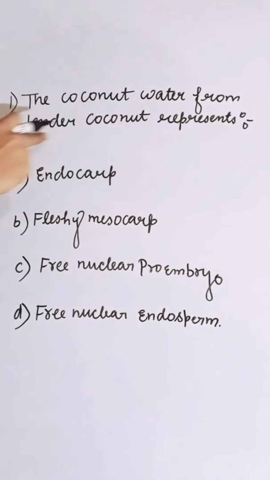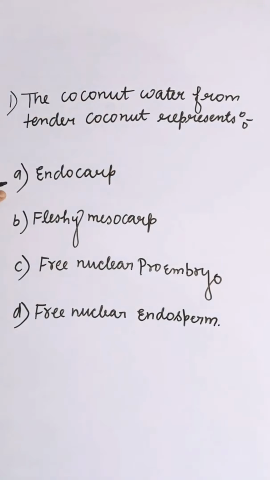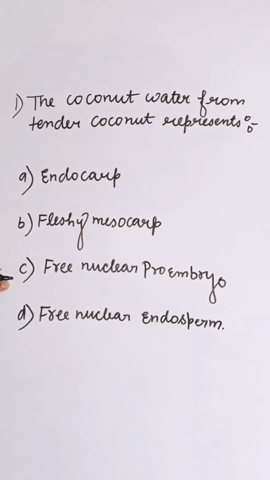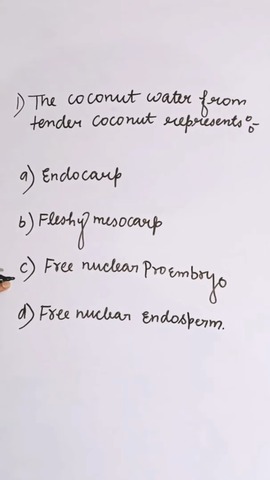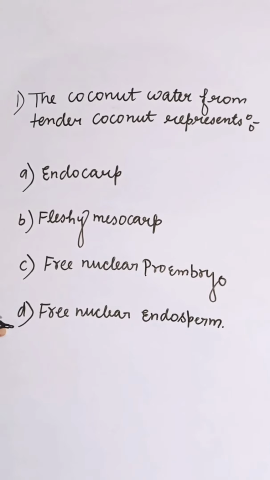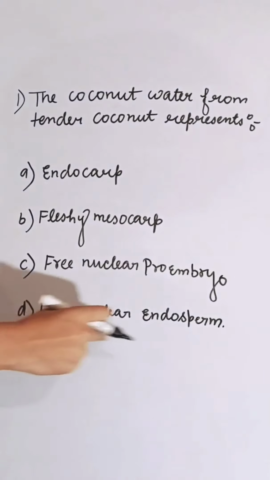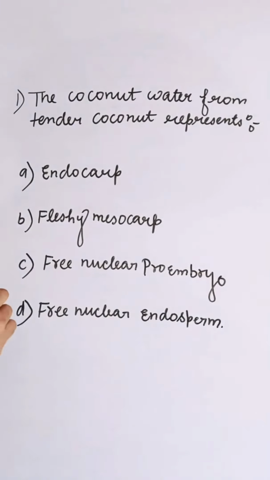The coconut water from tender coconut is present in which? First option endocarp, second is fleshy mesocarp, third is free nuclear proembryo, and fourth is free nuclear endosperm. The coconut water from tender coconut is known as free nuclear endosperm. So correct answer is D.